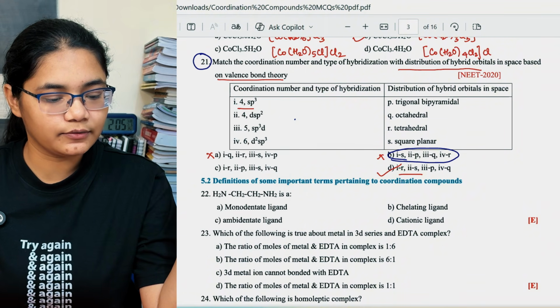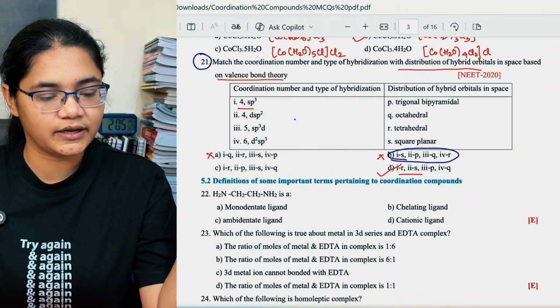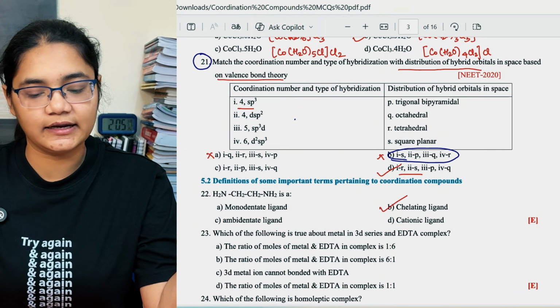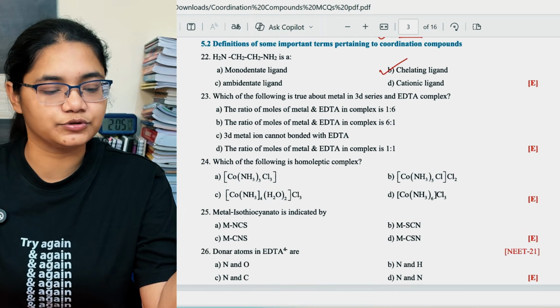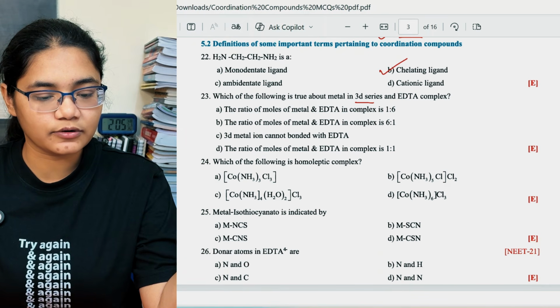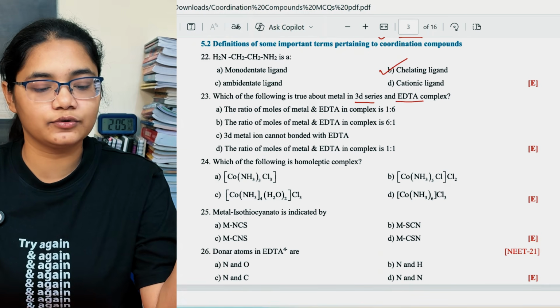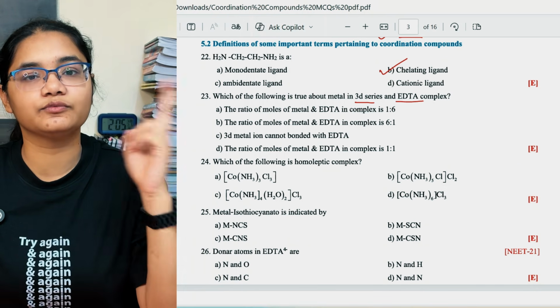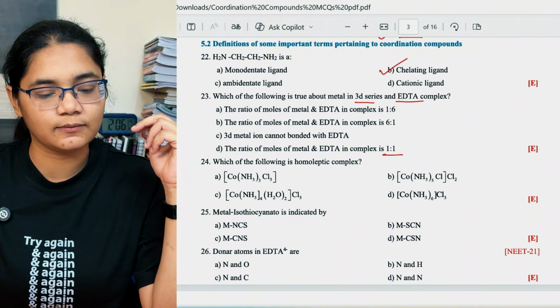Next we'll move to question number 22. NH2CH2CH2NH2 is ethylene diamine, a bidentate ligand, but it is also a chelating ligand because it forms a cyclic complex. So option number B. Which of the following is true about the 3D series and EDTA complex? One metal bonds with one EDTA, so it is a 1:1 molar ratio, option number D.